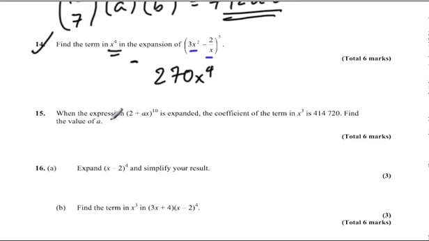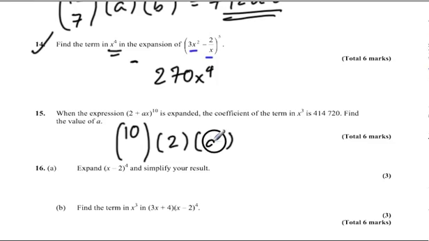Let's do 15. When the expression (2 plus ax) to the power of 10 is expanded, the coefficient of x cubed is 414720. Find the value of a. Okay, great. So same deal as always. Really, there's not much difference between these questions. So this is going to be to the power of 10, so this has to be 10. This first term is 2, and the second one is ax.